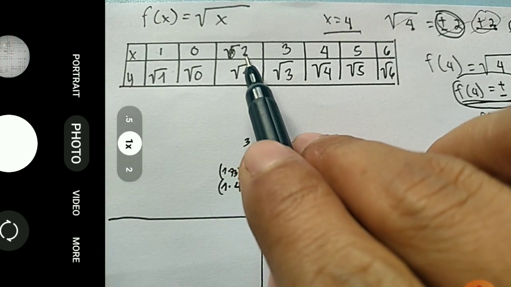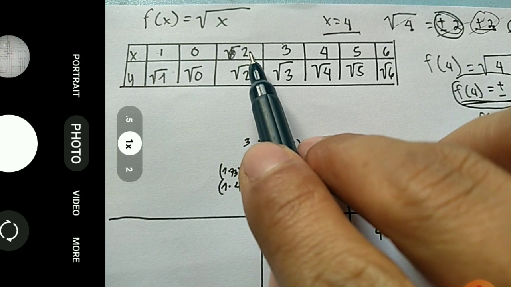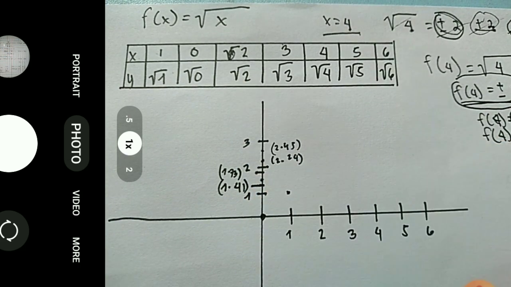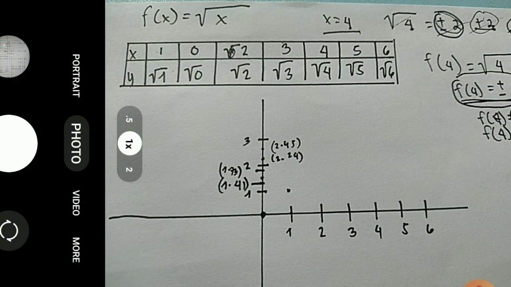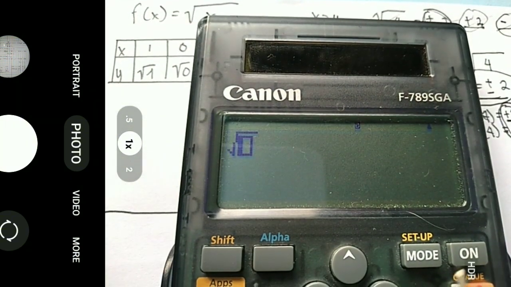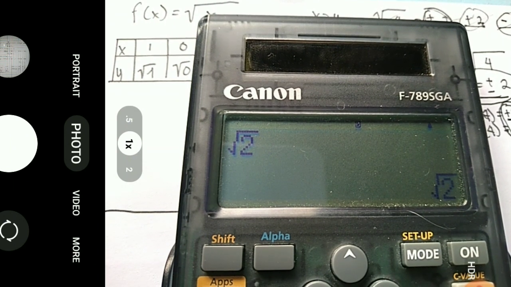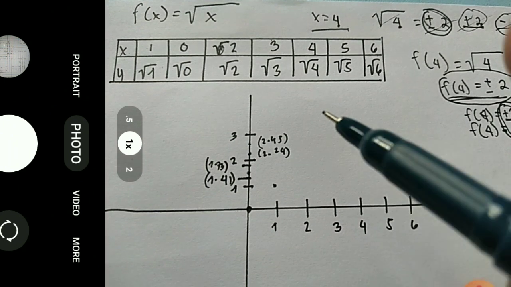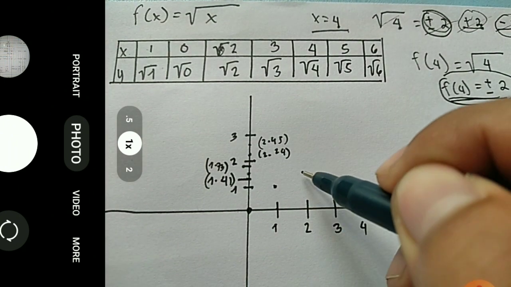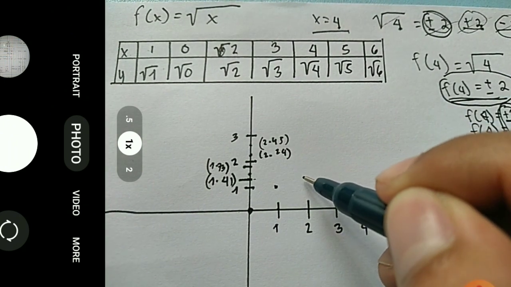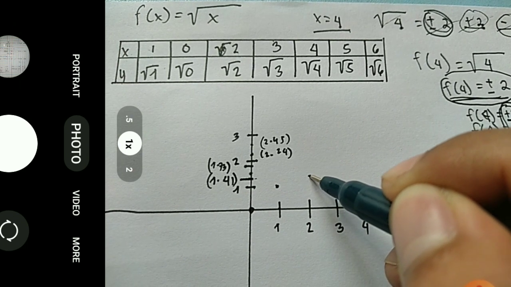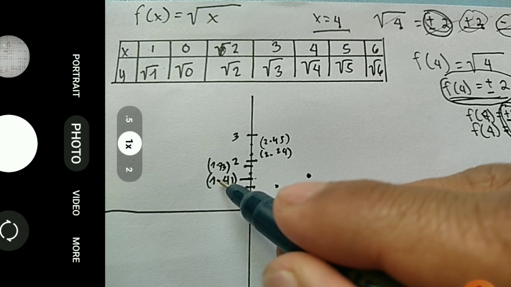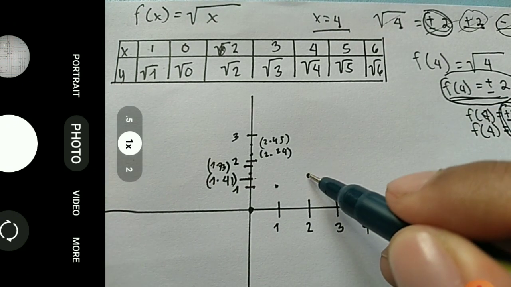So if our x is 2, our y is the positive square root of 2, which is 1.41. So x equal to 2, our y is this one. So we have here x is 2 and y is 1.41. So this is our coordinate.